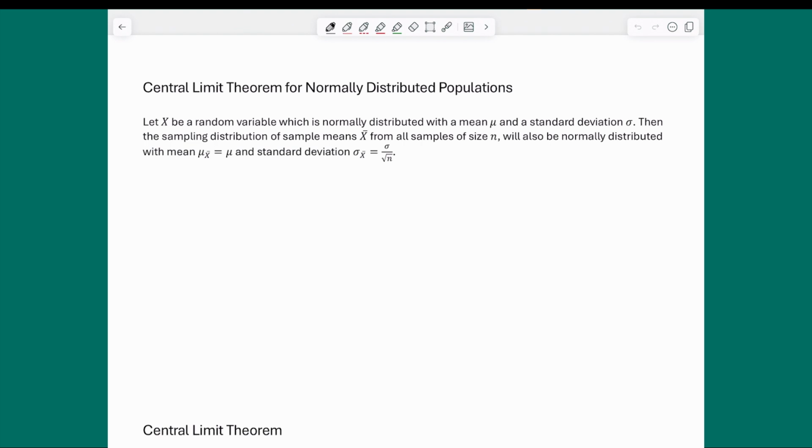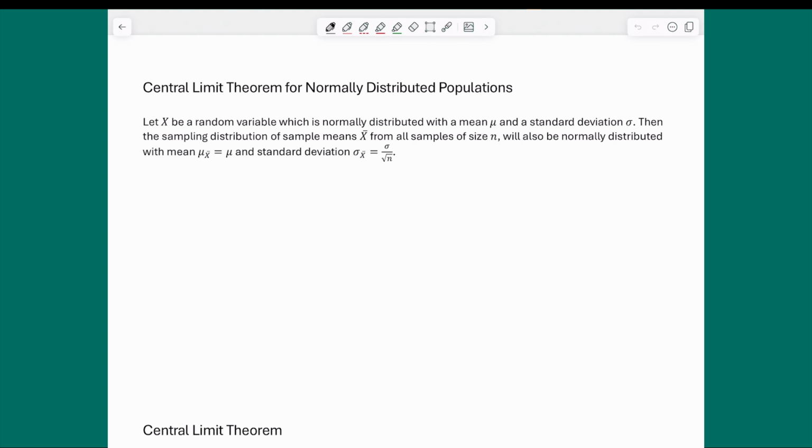So it says the following: let x be a random variable which is normally distributed with a mean mu and a standard deviation sigma. Then the sampling distribution of sample means x bar from all samples of size n will be normally distributed with a mean of mu and a standard deviation of sigma divided by the square root of n. Okay, so to understand this theorem here, let's make sure we understand the assumptions.